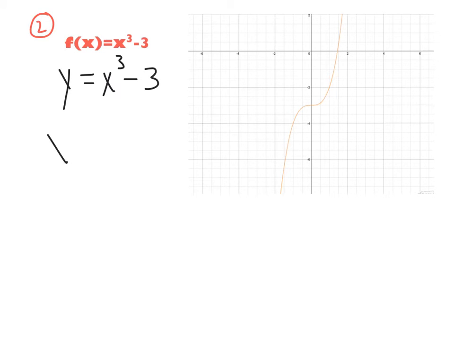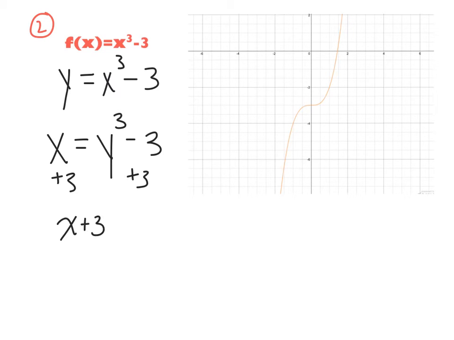So step 1, switch the x and y. X equals y cubed minus 3. And now my goal is to solve for y. So again, just PEMDAS. What are you going to get by itself first? Y, of course. Add 3 to both sides. X plus 3 equals y cubed.